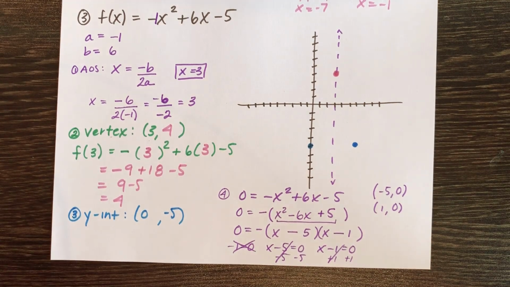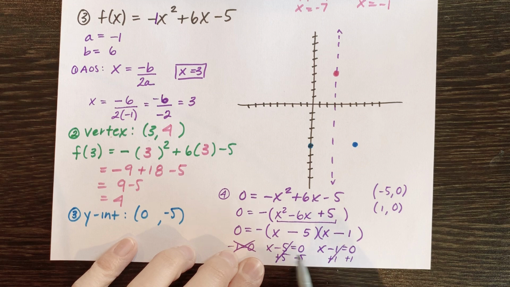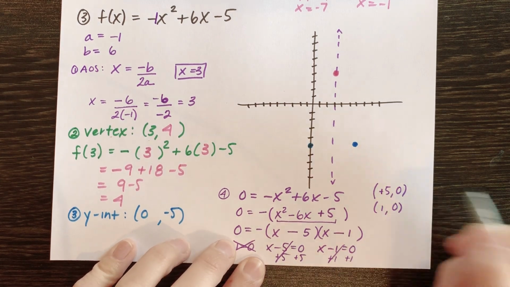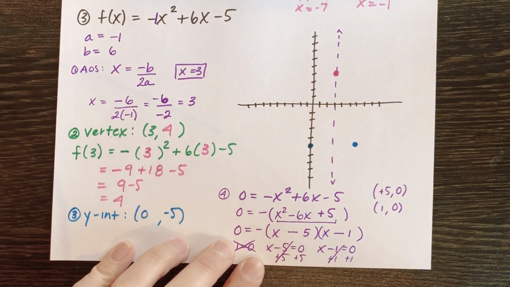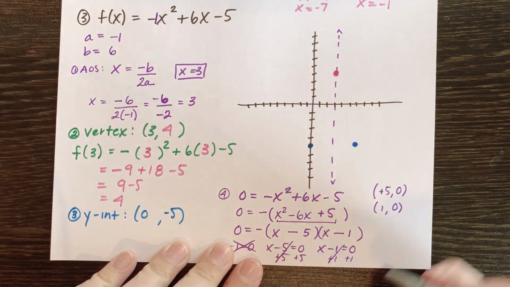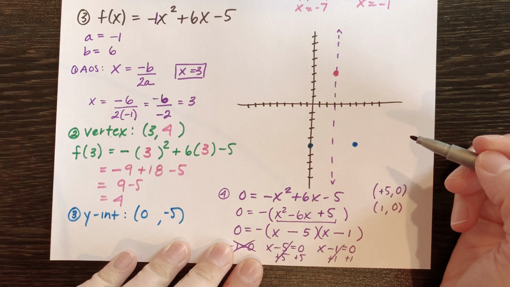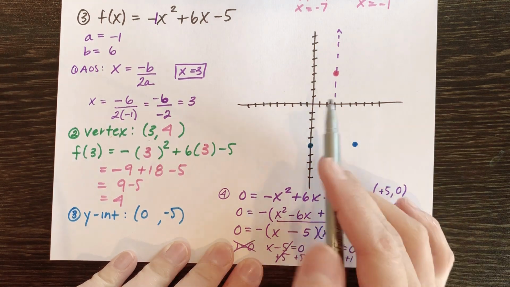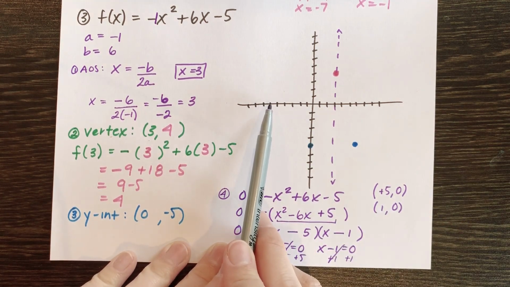No, they are not, right? I made a mistake. Add 5 to both sides, should be a positive 5 and a positive 1. Now, how did I know I made that mistake? Because I don't know if you saw me, I went to go do it, right? And I was like, wait, negative 5 is all the way over here.